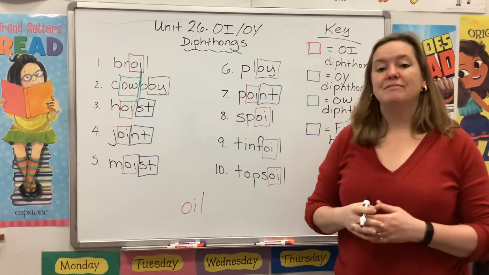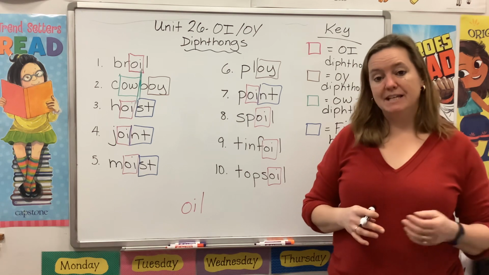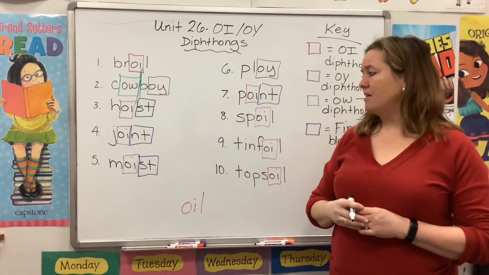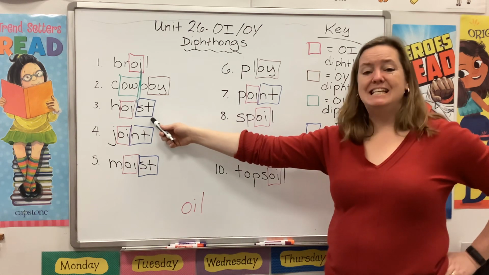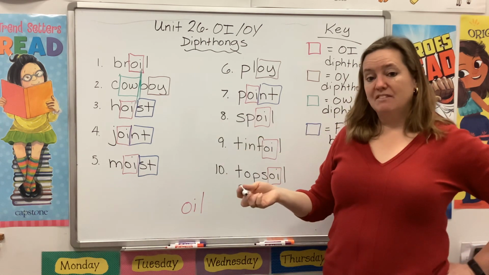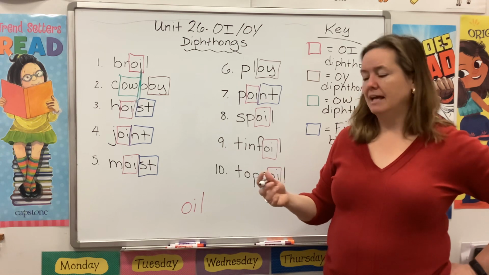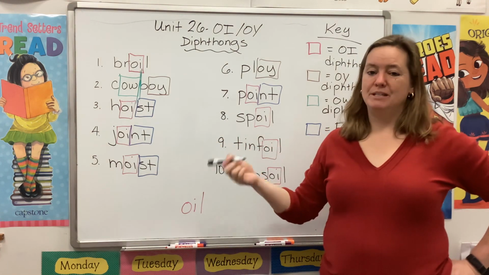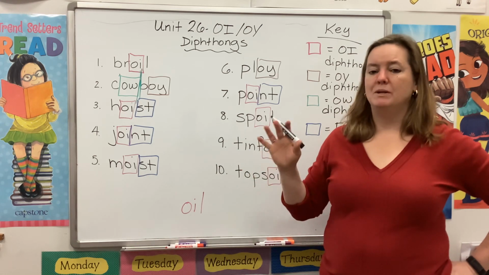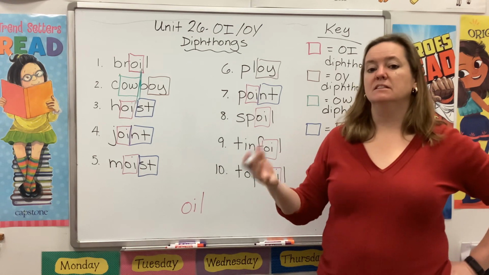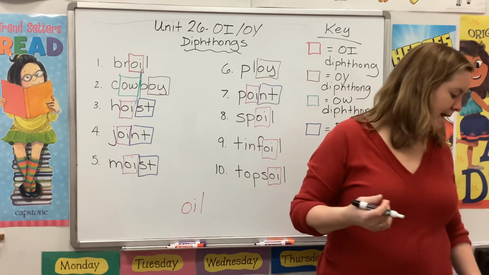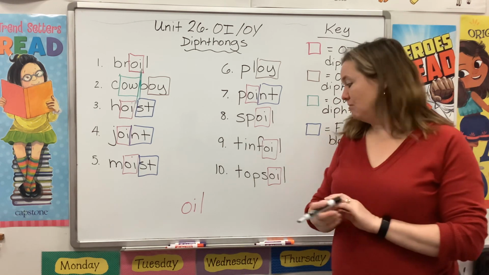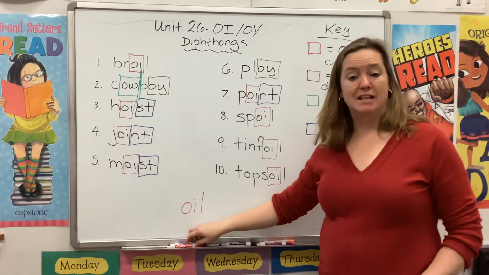We spent a lot of time learning about these earlier in the year, so I just wanted to quickly review them. Remember, some of our final blends, like ST, can be used at the beginning of a word, like stop or stick, and some of our final blends, like NT, cannot be used at the beginning of a word, right? You would never see a word starting with nt. Okay, so let's talk about our meanings because we have lots of great vocabulary this week.